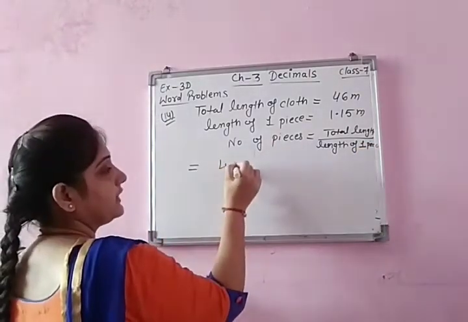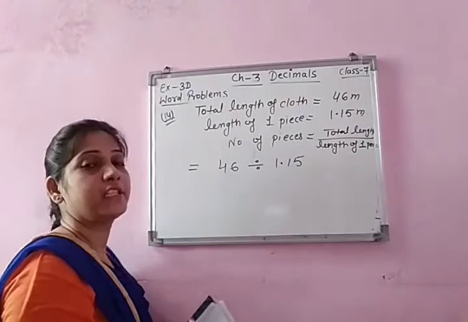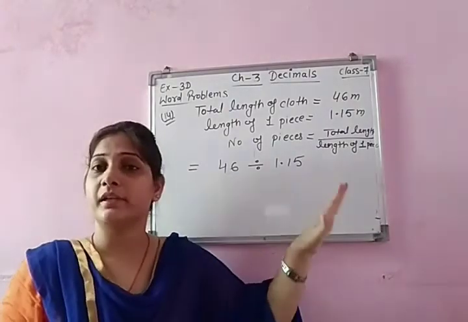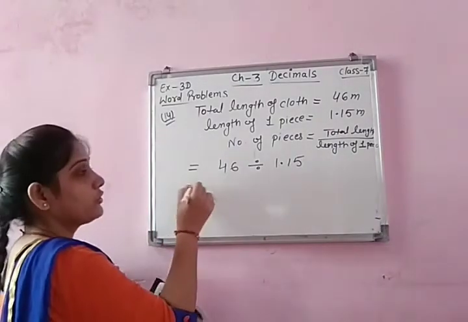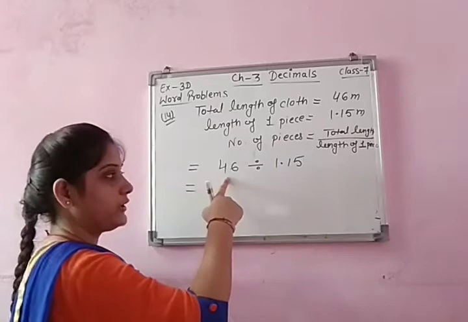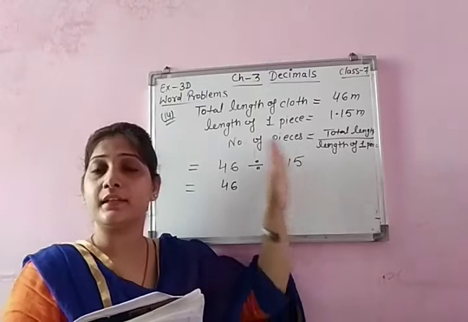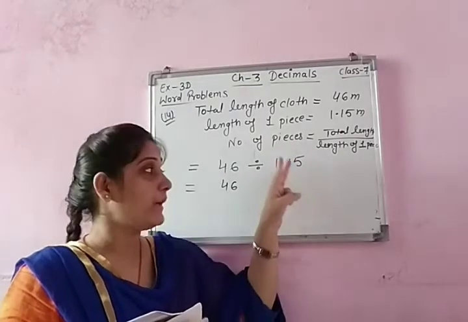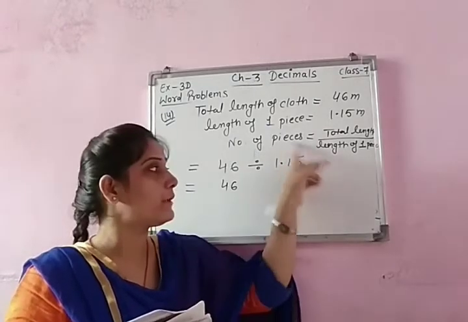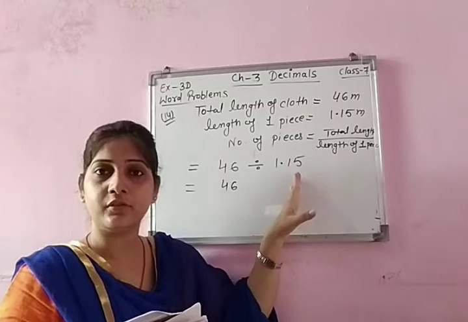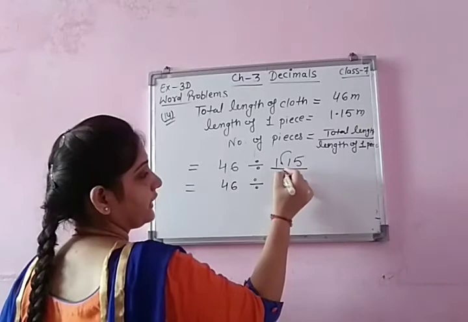So total length 46 divided by length of one piece. The main thing is that, children, which number is written first, which number is written second, that matters a lot. Otherwise your answer will incorrect. So total always written as numerator, the first position. Now if it was a whole number, there is no need to convert into fraction. But the table which we need to read, that is in decimal. So we don't know the table of this one. So let's convert it into fraction. 46 divided by, convert into fraction.